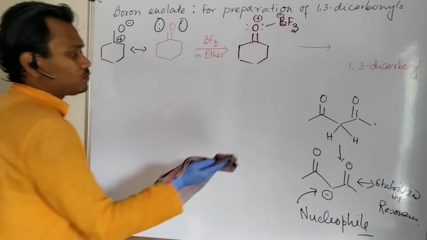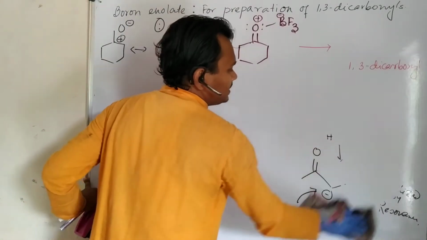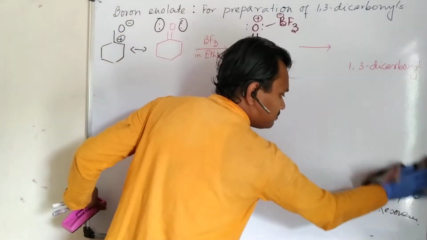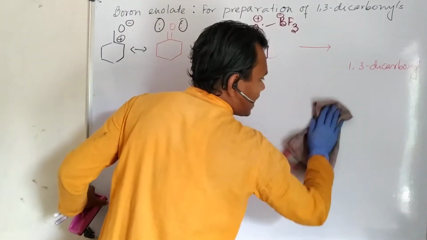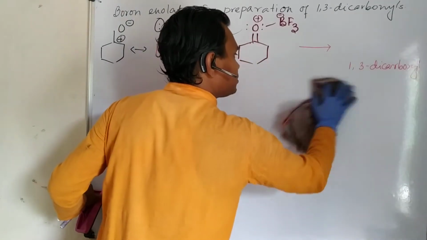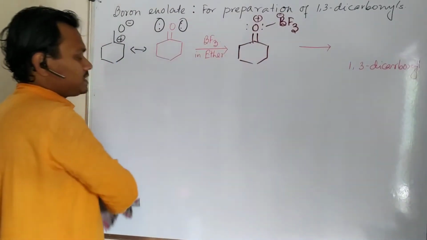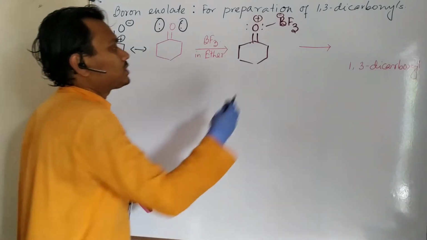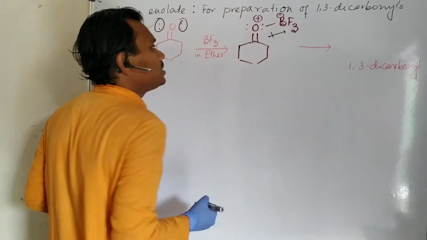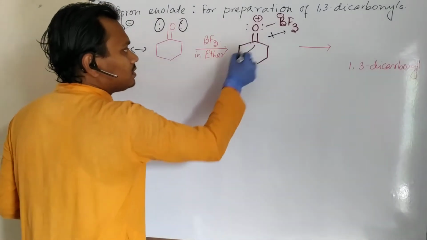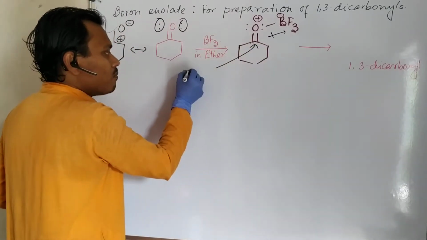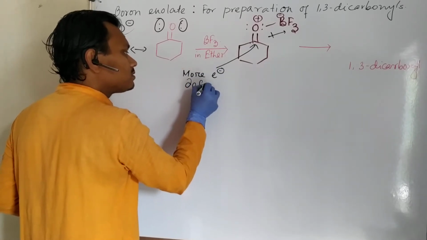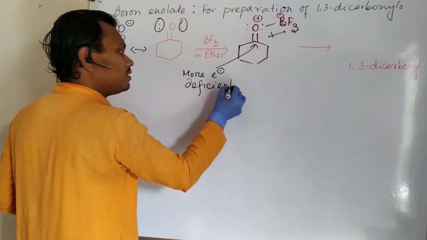Now the question is, what is the benefit of this addition? See, first of all, oxygen is an electronegative atom. Now you have attached another electron deficient species, which is withdrawing the electron density from the central oxygen atom. Means actually electron flow is in this direction. So consequently this carbon is more electron deficient. This is the thing.